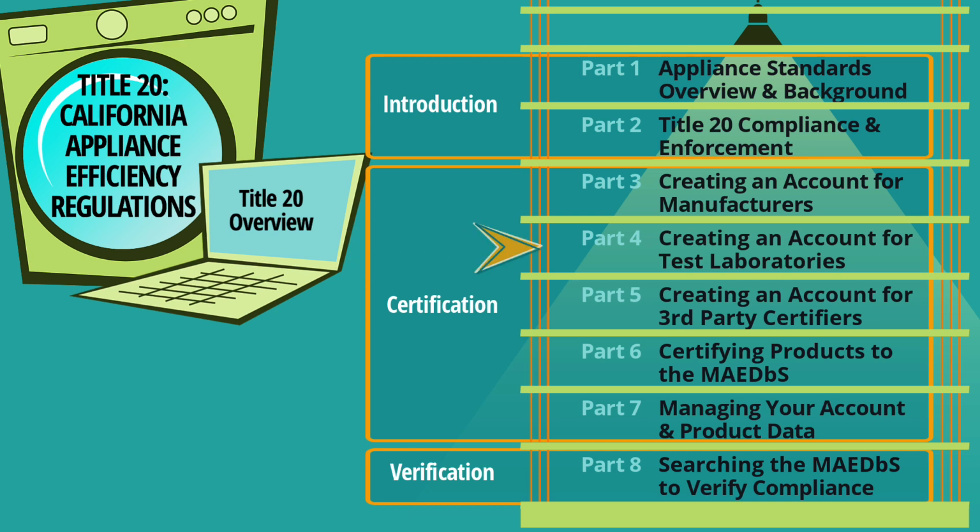This is the fourth in an 8-part series. Parts 1 and 2 provide an overview of the California Appliance Efficiency Regulations, also known as Title 20, and what's involved in the compliance process. Parts 3 through 7 show how different market actors can use the compliance database, including creating an account and certifying products. Part 8, the last video in the series, shows how you can search the compliance database to verify that products comply.